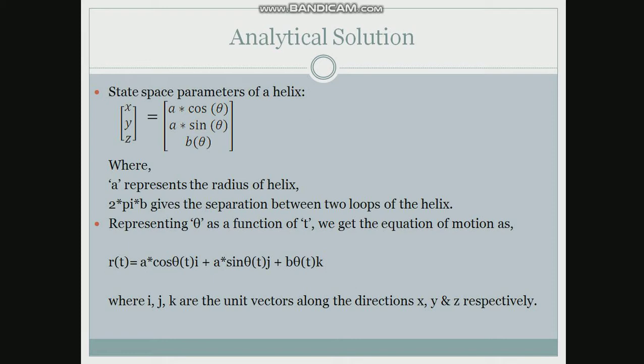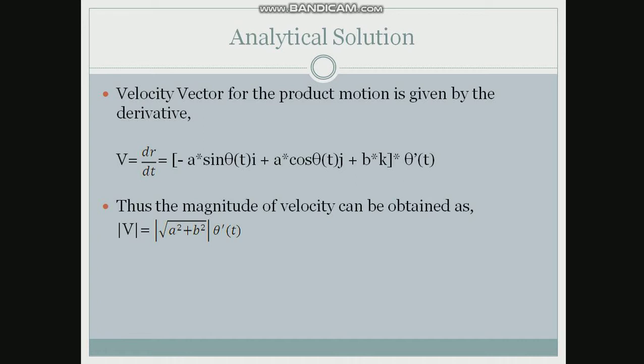Now, representing theta as a function of t, I wrote down the equation of motion for the helix, which is r(t) = a cos(theta(t)) i cap + a sin(theta(t)) j cap + b theta(t) k cap, where i, j and k cap are unit vectors along the directions x, y and z respectively. Then the desired velocity vector can be obtained by differentiating the equation with respect to t, and finally taking the modulus of the vector, we get the magnitude of the velocity.